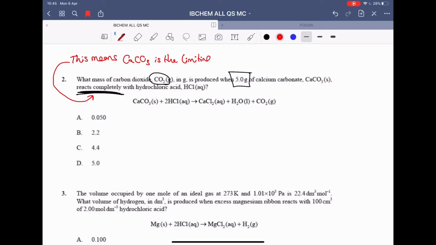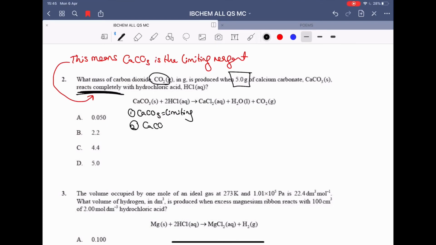This is a higher level question, but standard level can revise from this too. When it says reacts completely, the IB like to do that. They won't give you the answer bluntly. They won't straight away tell you it's an excess or it's a limiting reagent, because they want you to think outside of the box. So if it says reacts completely, it just means that CaCO3 is the limiting reagent. It's used up completely.